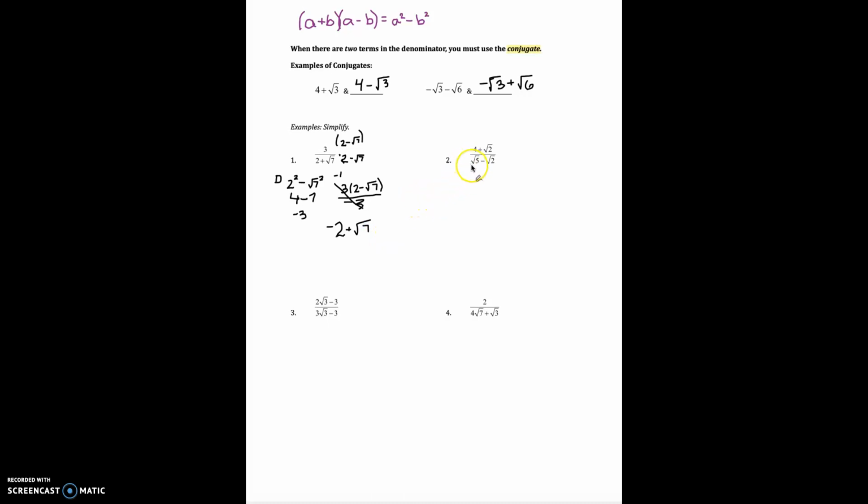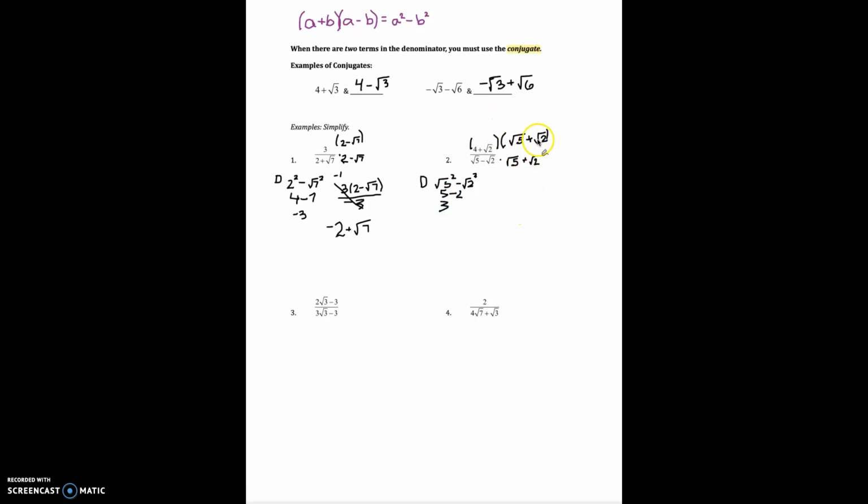Number 2, I have root 5 minus root 2, so the conjugate here would be root 5 plus root 2. So for the denominator, I'll just use a d for that, it would be root 5 squared minus root 2 squared. So we get 5 minus 2, which is 3.